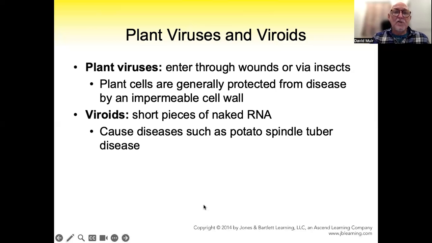The other really strange thing, somewhat like the prions, are the viroids. And viroids, fortunately, only occur in plants, and they are short little pieces of RNA, just a short bit of RNA, enough genes to alter the function of plant cells so that they produce masses of this RNA. They're very, very strange. Fortunately, they only cause plant disease, not human.